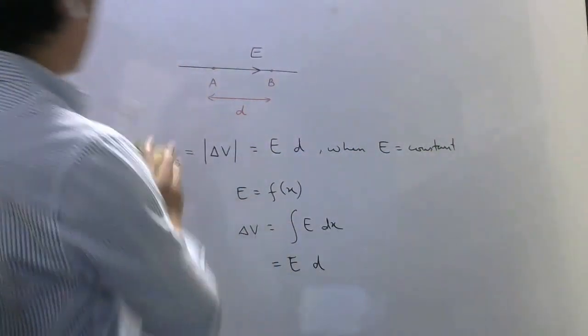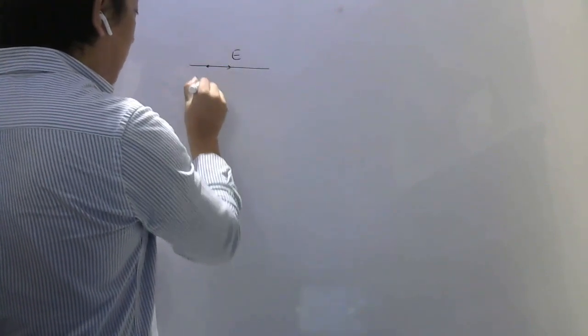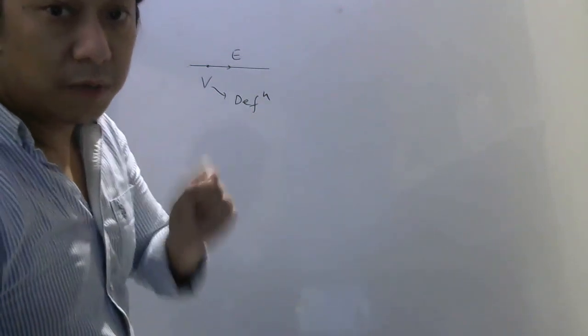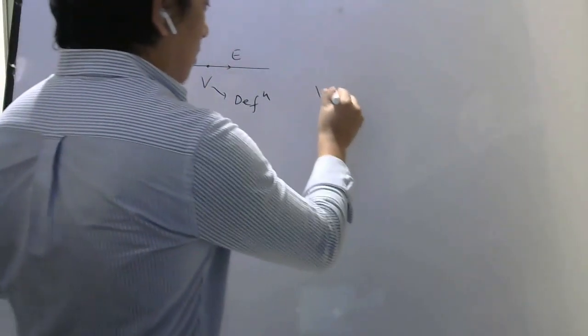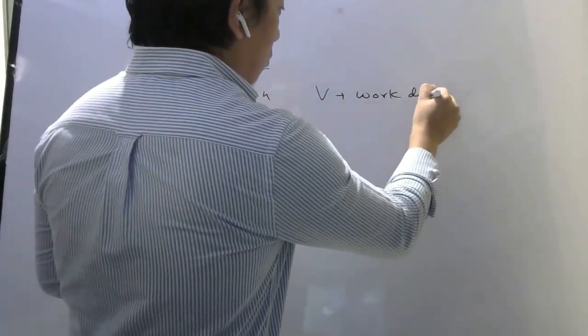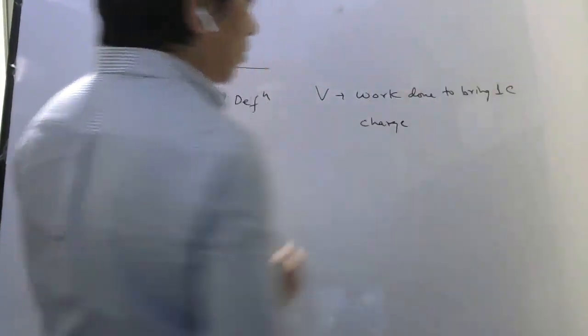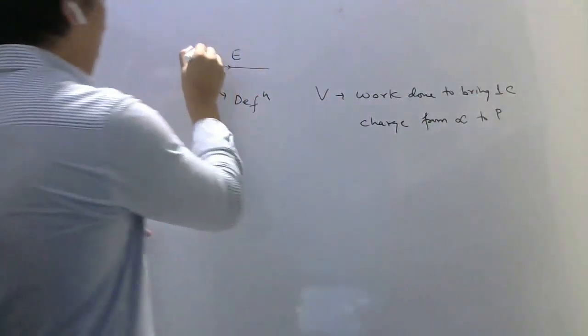Then the next concept that I want to revise with all of you is the concept of potential energy. Let us say there is an electric field, then at every point, as I told, there will be some potential. What does it mean? You should know the definition. The definition of potential is work done to bring 1 coulomb charge, or you can say unit charge, from infinity to that point P, let's say, if you want the potential at P.